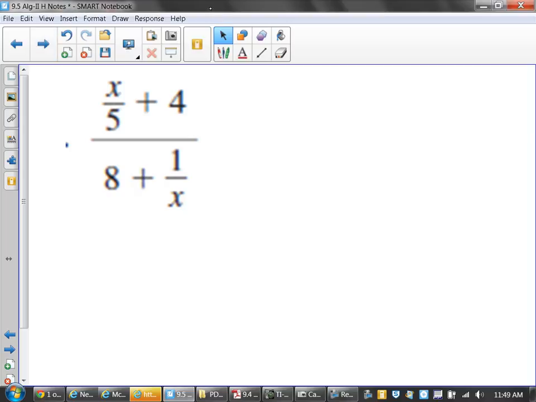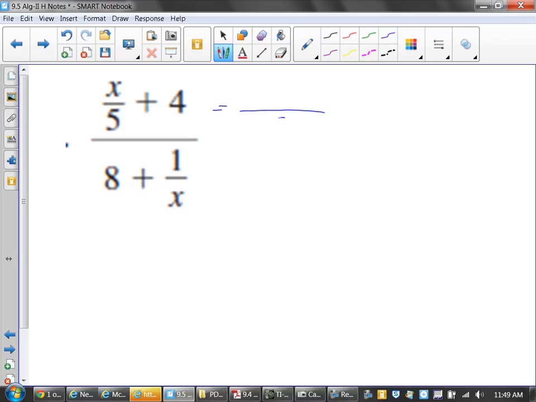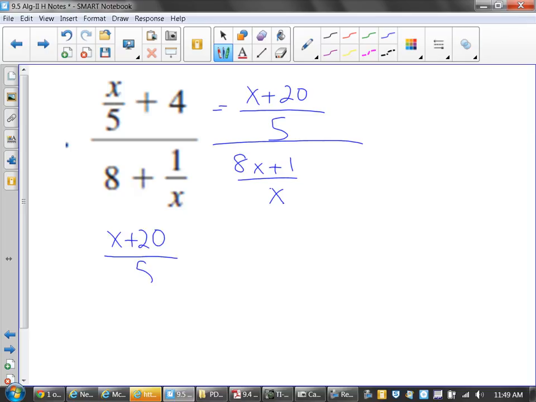All right, let's see how we did. Obviously, the common denominator in the top is 5. Does everybody agree? Okay. So if you do that, you get something over 5. You get x plus 20. The common denominator in the bottom is x. Do you get 8x plus 1? Okay, now the tricky part. x plus 20 over 5 times x over 8x plus 1.